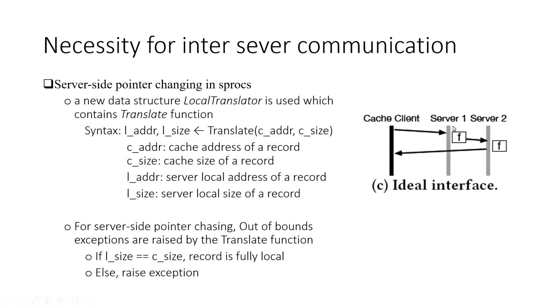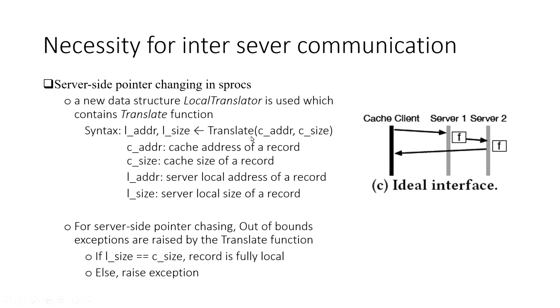When they are trying to communicate between servers, like we said, each server has the mapping information of how many servers there are. If a client says, go to this particular address, server one could easily figure out where that is located and communicate with it with the help of that mapping information. And to provide that efficiently, they are using this local translator data structure, which has this translate function.